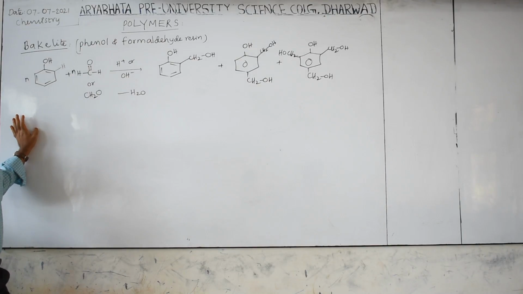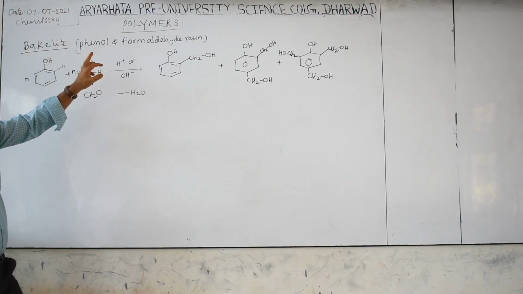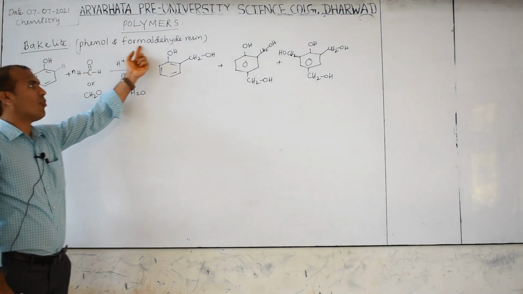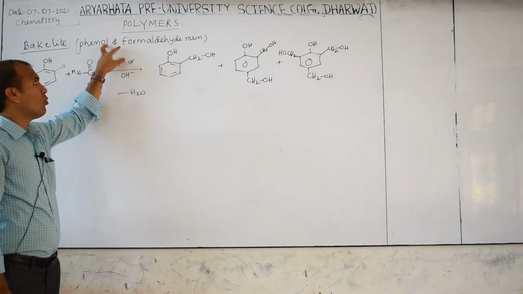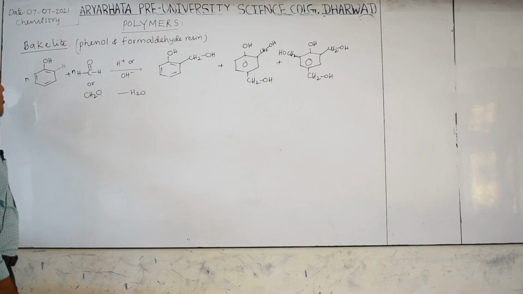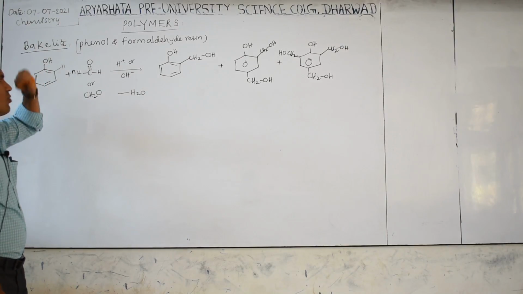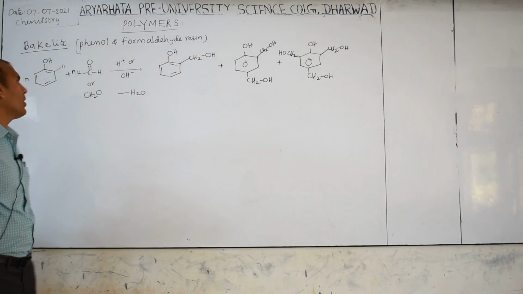In the previous class I discussed the addition polymer and some condensation polymer examples. Now the next condensation polymer is bakelite. It is a phenol formaldehyde resin. So these two are monomers. This is the polymer name. Here the word "poly" is not there, therefore we cannot recognize the monomer. Therefore you must remember that the monomers are phenol and formaldehyde.